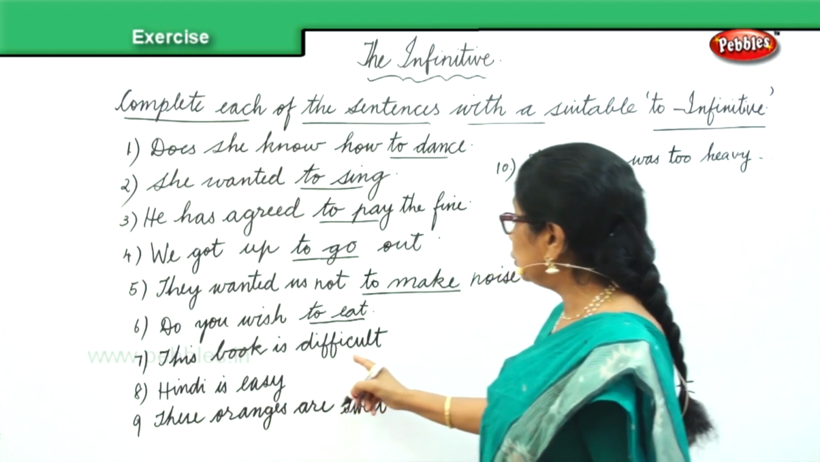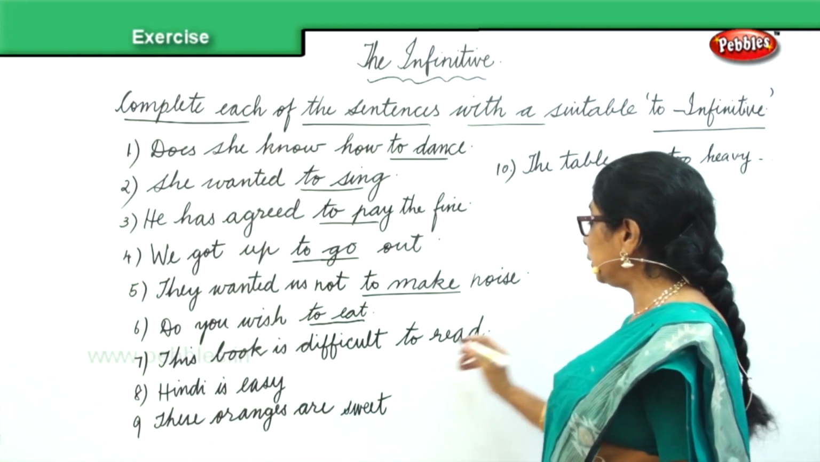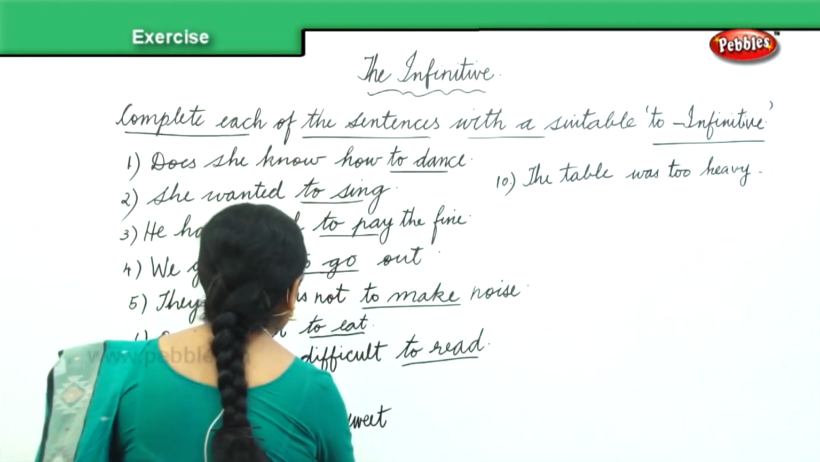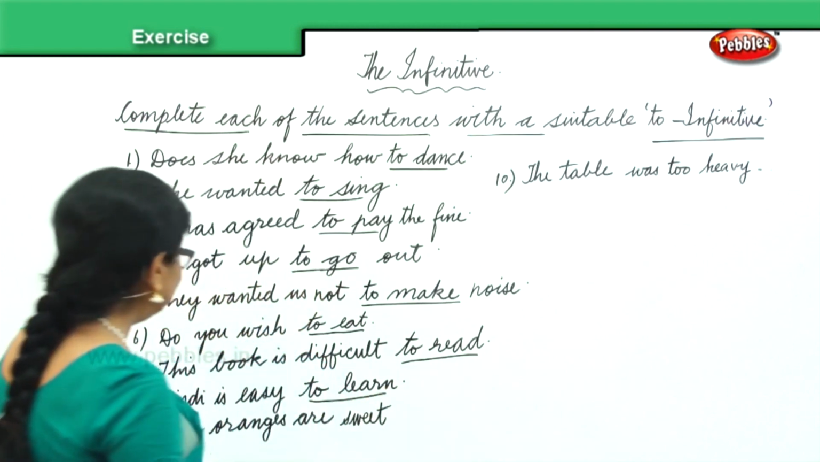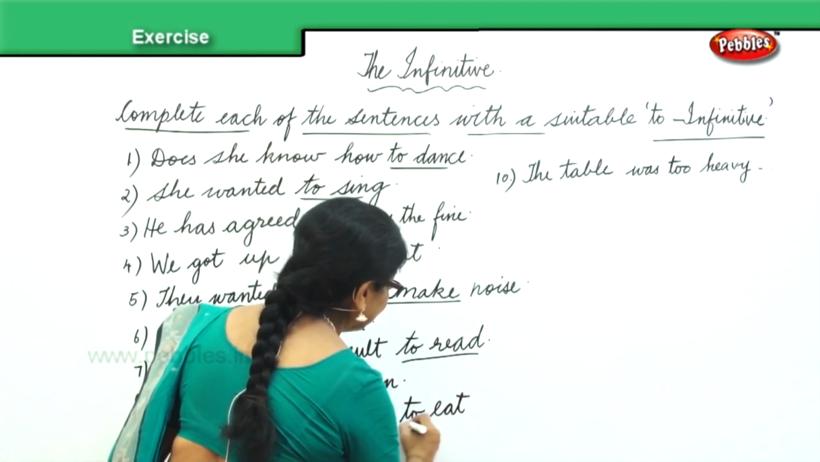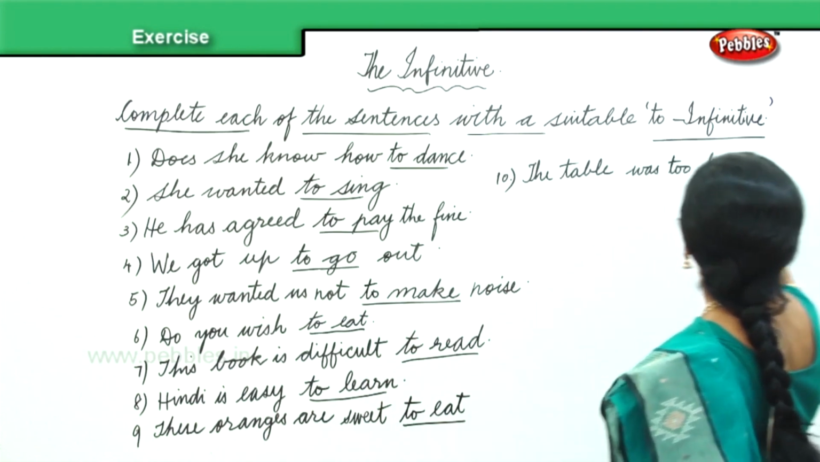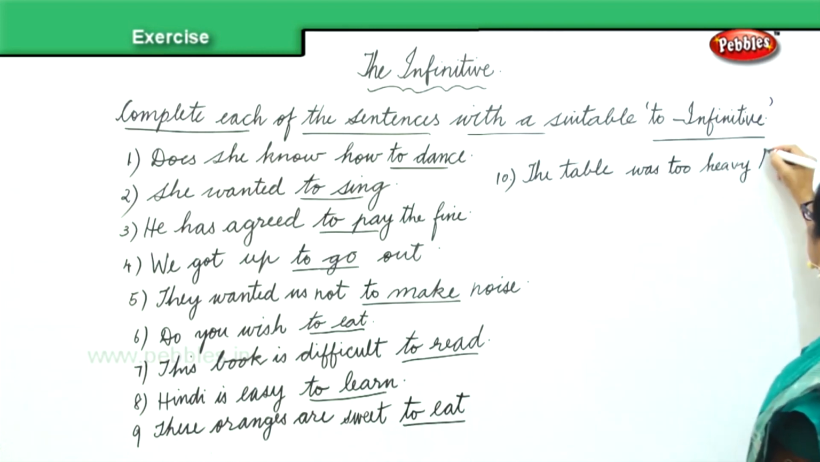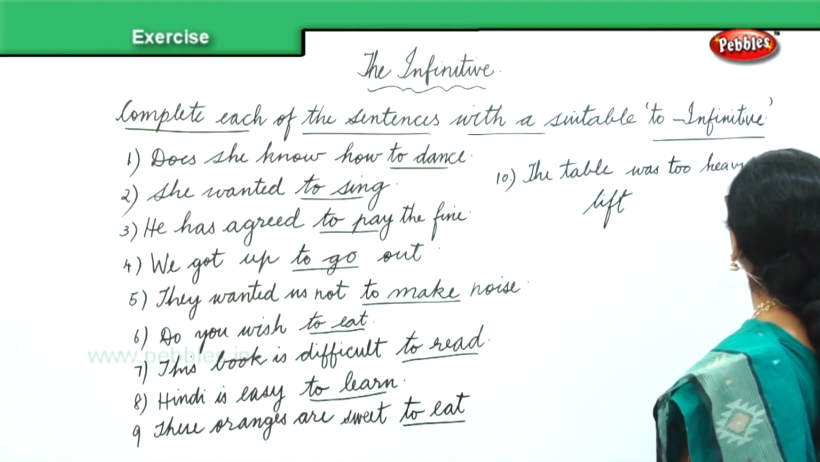Then, this book is too difficult to read. To read. Hindi is easy to learn. Easy to learn. To learn. These oranges are sweet to eat. To eat. Then we have the table was too heavy to lift. Too heavy to lift. To lift.